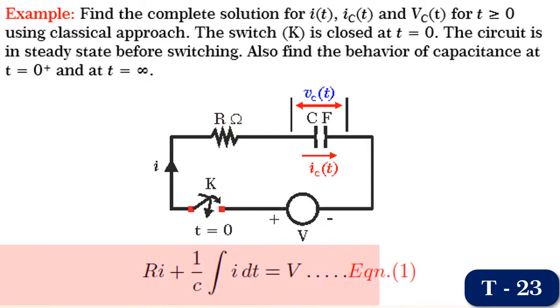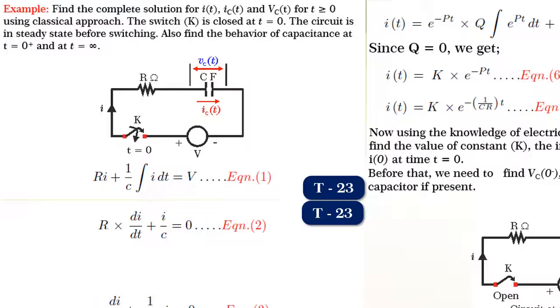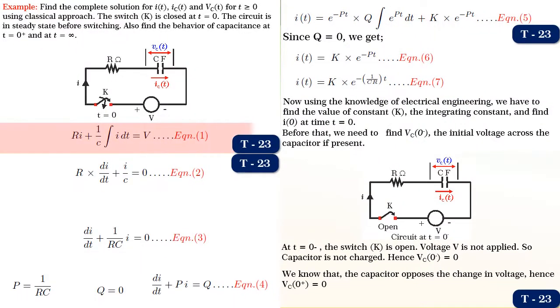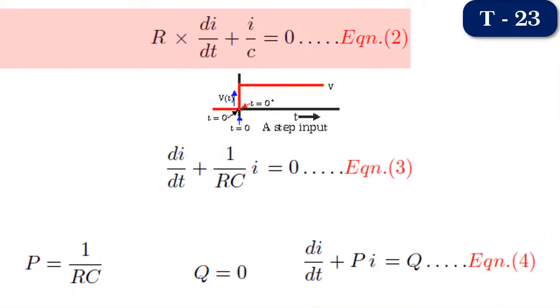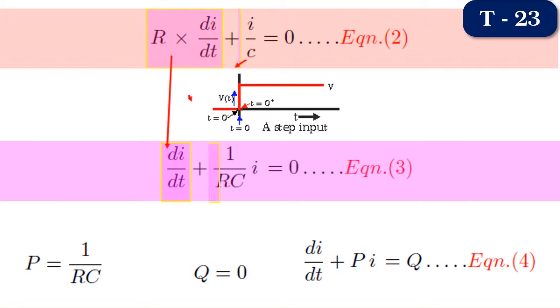You see that this equation has turned out to be an integro-differential equation. Hence, by differentiating it, we get R into dI by dt plus I by C is equal to 0. Let it be equation 2. It is 0 because V is constant for t greater than or equal to 0. Note that. By dividing throughout by R, we get dI by dt plus 1 by RC into I is equal to 0. Let it be equation 3.